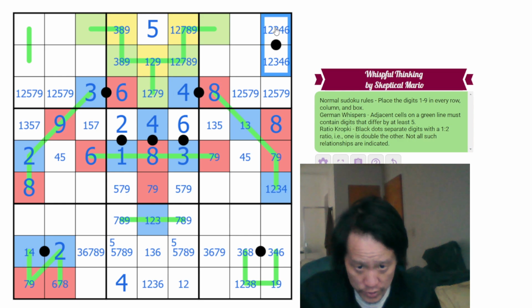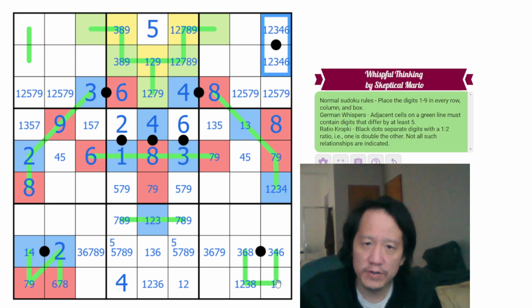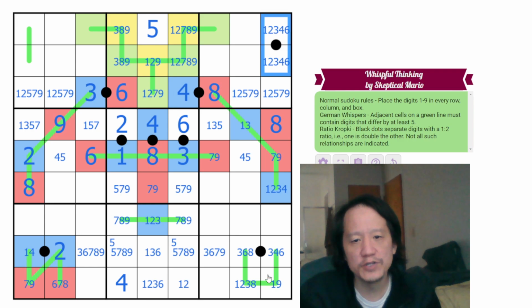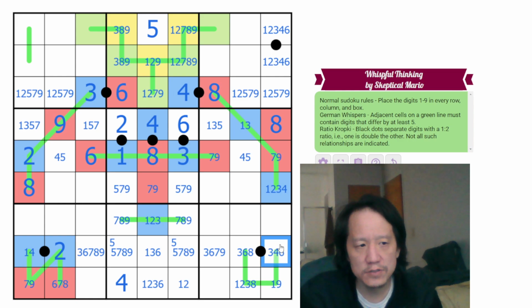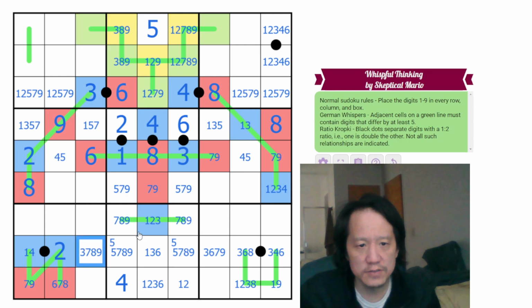If this is 1 and 2, this becomes 3, 4, and 3, 4, right? Actually, no, we don't know. If this is 1 and 2, this becomes 9, so it has to be with 3, 4, and 3, 4. So this can't be 3 or 4 because of that. If this is 2 and 4, this is 3 or 6. Okay, never mind. I don't think that's going the right way. So this can't be 6. This can't be 6.